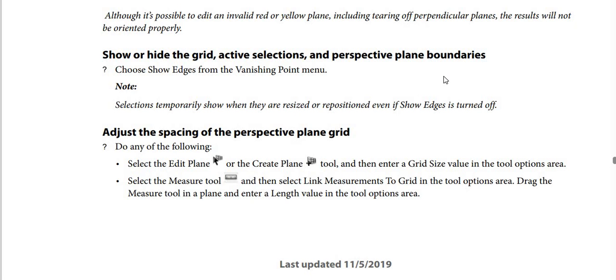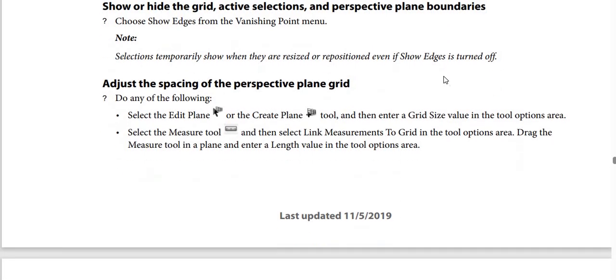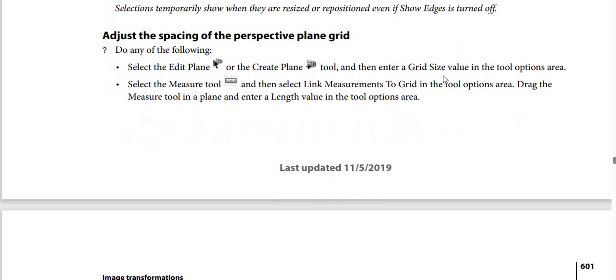What about adjusting the spacing of the perspective plane grid? You should do any of the following. Select the Edit Plane or the Create Plane tool and then enter a grid size value in the tool options area. After that, select the Measure tool and then select Link Measurements to Create Planes in the tool options area, and drag the Measure tool in a plane and enter a length value in the tool options area.